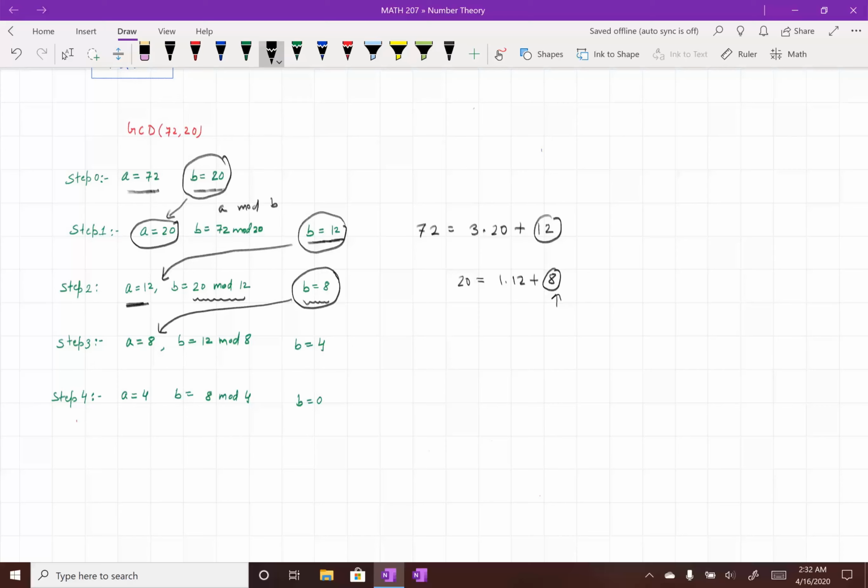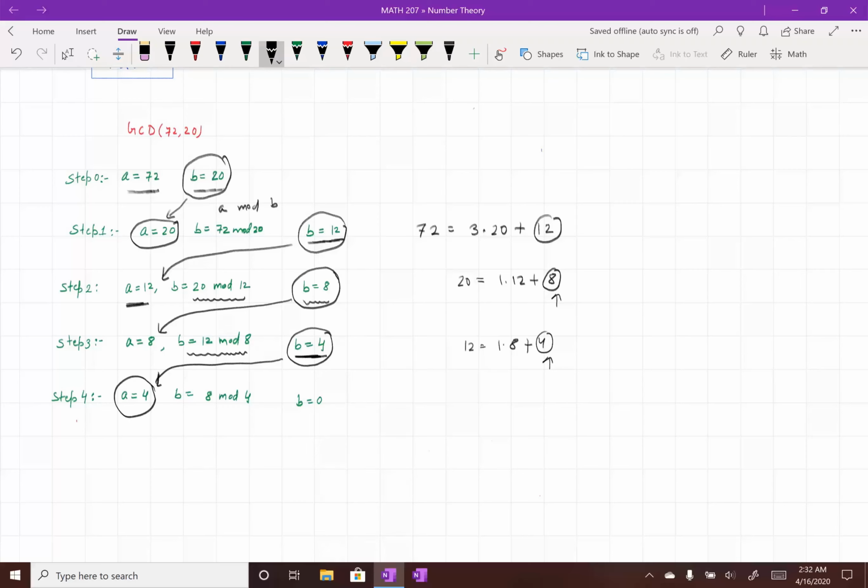The new value of a becomes 8 here. The value of b can be obtained from 12 mod 8. And 12 can be written as 1 times 8 plus 4. So the remainder is 4 here, which is your 12 mod 8. And the new value of b is going to be equal to 4. And again you check the value of b, which is not equal to 0. So you move to the next step.